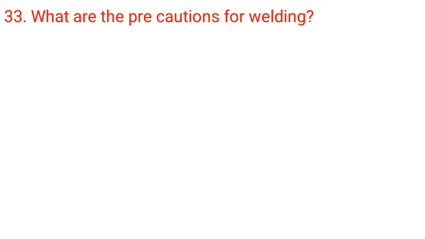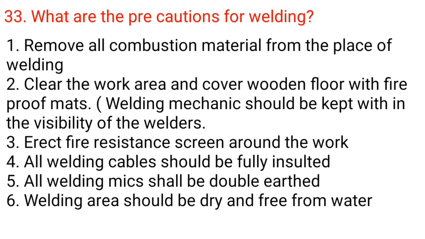33. What are the precautions for welding? 1. Remove all combustible material from the place of welding. 2. Clear the work area and cover wooden floor with fireproof mats. Welding mechanic should be kept within the visibility of the welders. 3. Erect fire resistant screen around the work. 4. All welding cables should be fully insulated. 5. All welding machines shall be double earthed.